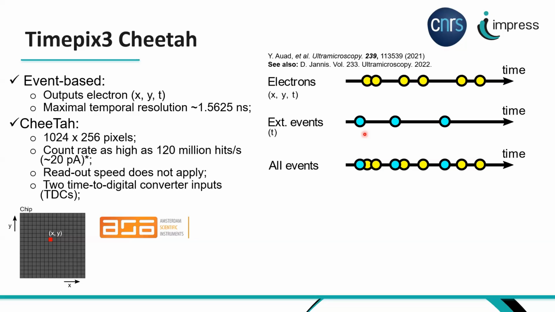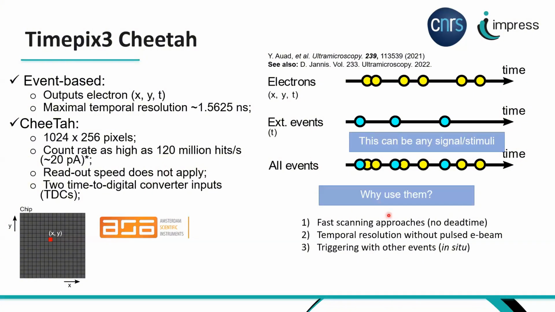And I'll try to show an example of that on the last slide. So you can trigger any external events. In our Cheetah specifically, we have two external time-to-digital converters, which makes that quite easy. So we can have at the same time our stream of electron events and two external events. We use it for the scanning unit and our either photon detection or laser excitation.